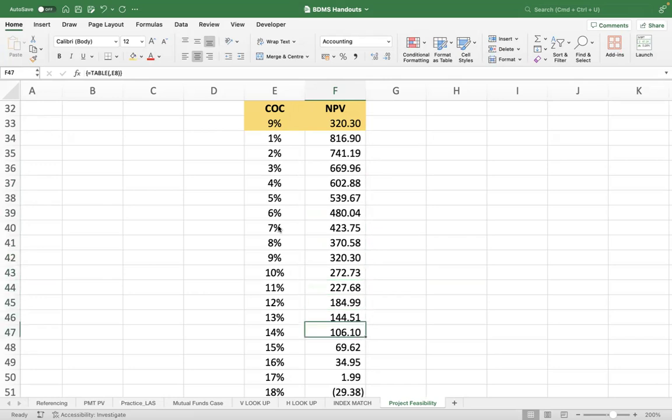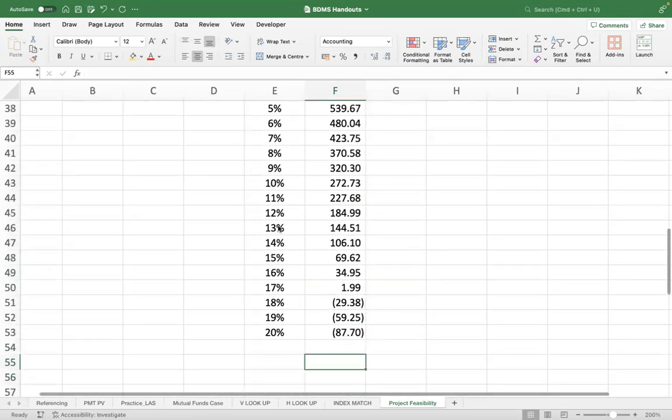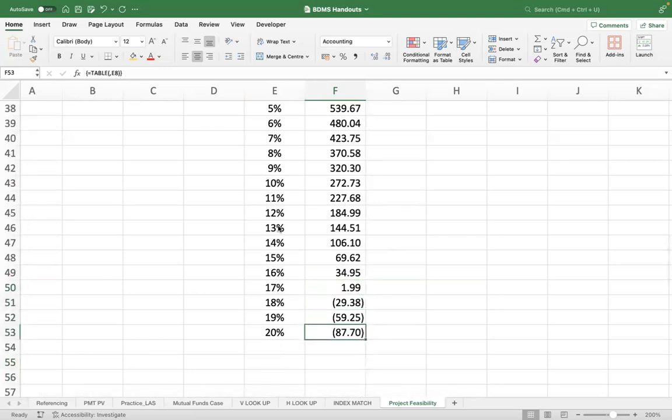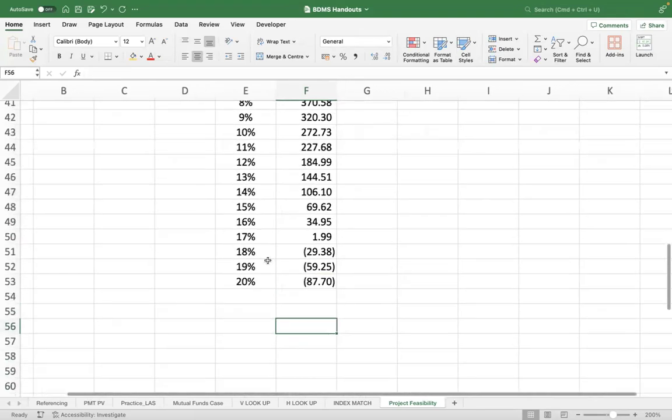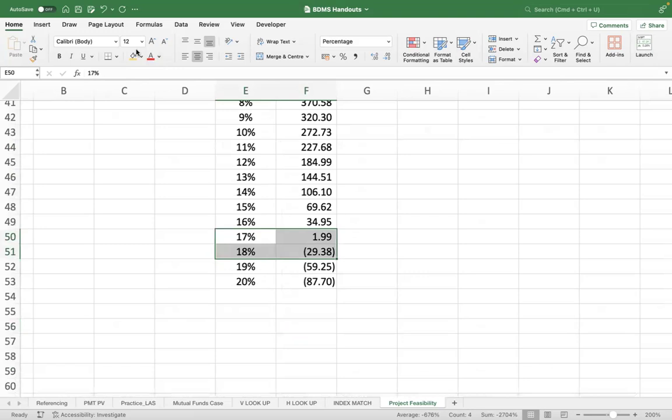Is it clear? And finally, it becomes negative. Now, can you tell me what is special about these two numbers? This range that I'm highlighting here. Do you observe something when you look at this range?